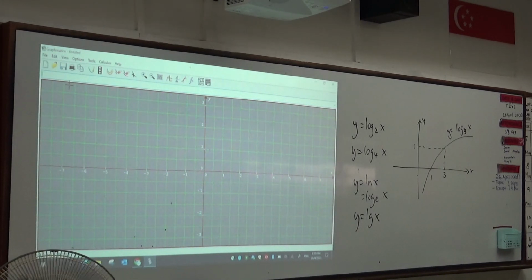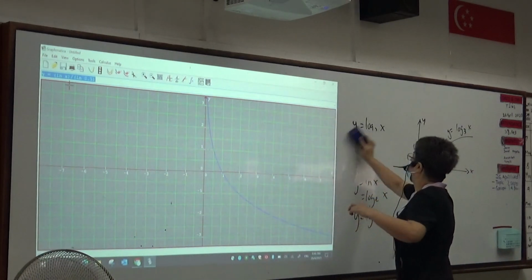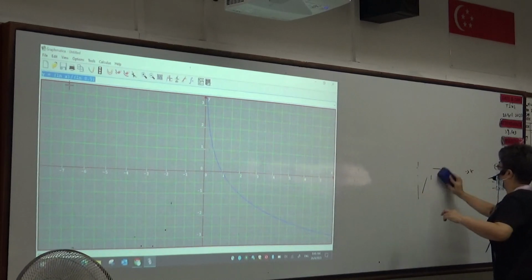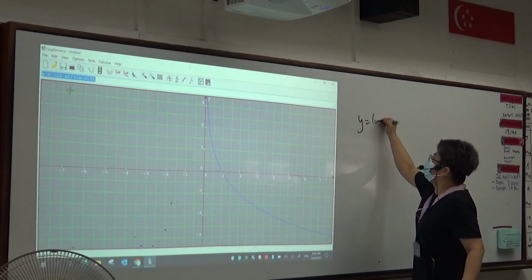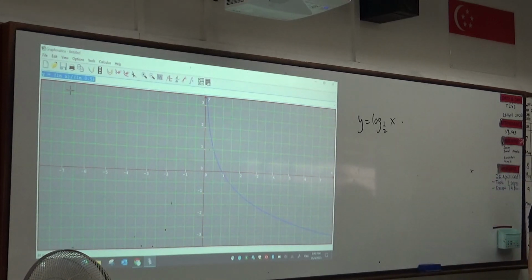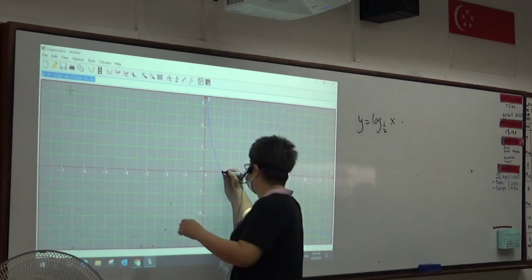Now, can everybody look at this? Okay, can you look at this? Can you see it's the other way around now? Now, this is the graph of y equals to log half x. Understand? Now, when this is 1, it will still be 0, am I right? So, can you see it still cuts here?